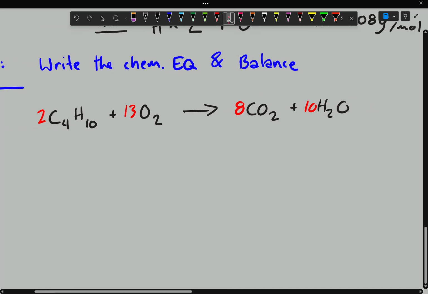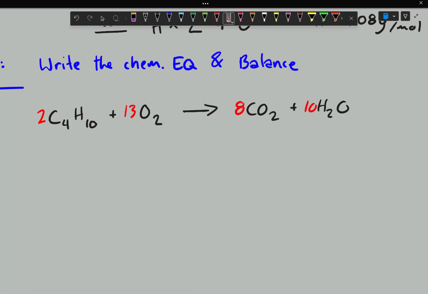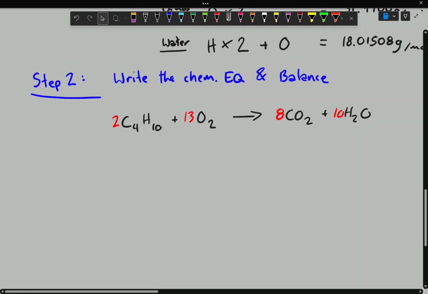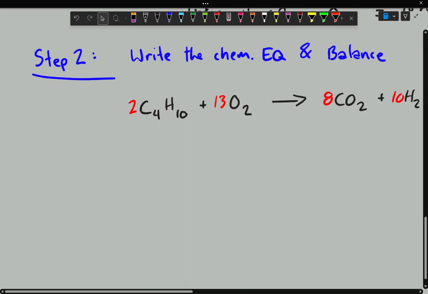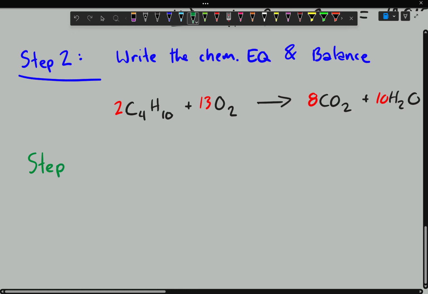And so what finding this balanced chemical equation does is that it allows us to find our mole ratios. As in, what the heck does that mean? As in, for every 2 moles of butane, we have 13 moles, sorry, of oxygen that will react to it to form 8 moles of carbon dioxide and 10 moles of water. So, that allows us to move on to step 3.